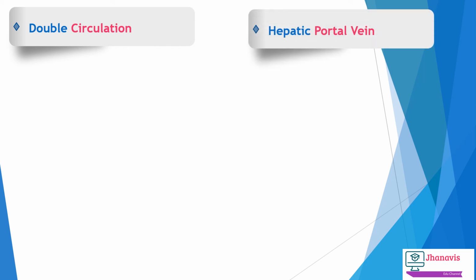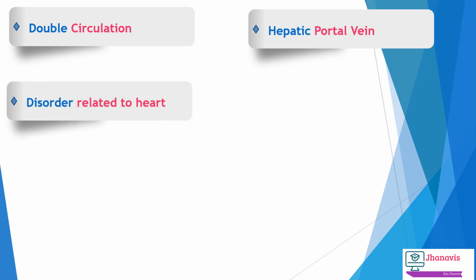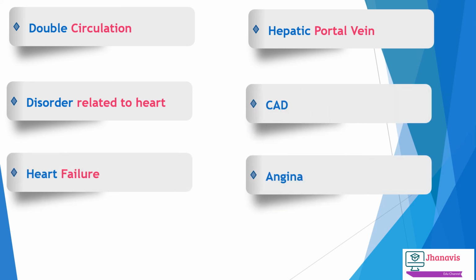Let's quickly recap what we have studied in this video. First, we studied the double circulation. We studied the hepatic portal vein and how the regulation of heartbeat takes place. Then we studied the disorders related to the heart, like CAD, angina, and heart failure. These are the things which we covered in this video.